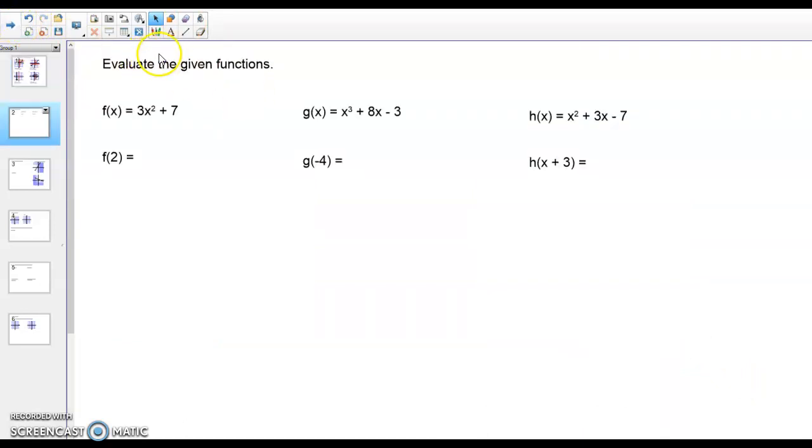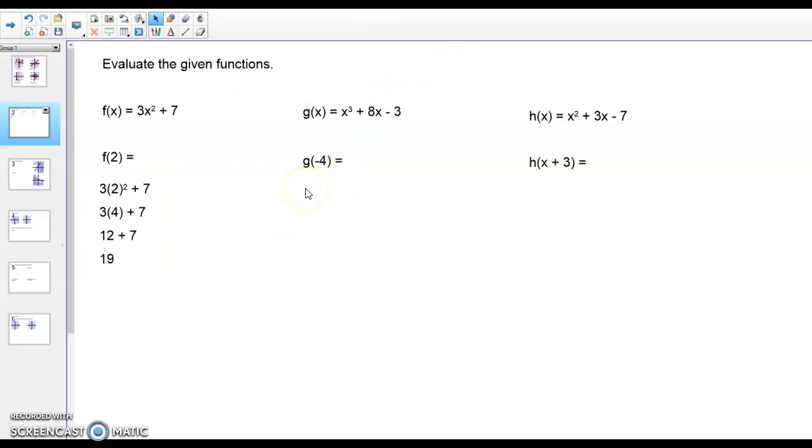Alright, evaluating functions. When you're given a number such as this, we're literally just plugging the number in. So it becomes 3 times 2 squared plus 7. We do order of operations. 2 squared is 4. 3 times 4 is 12 plus 7. And we get an answer of 19.